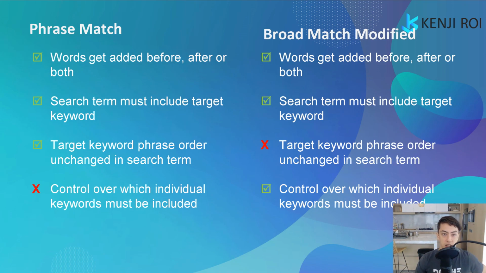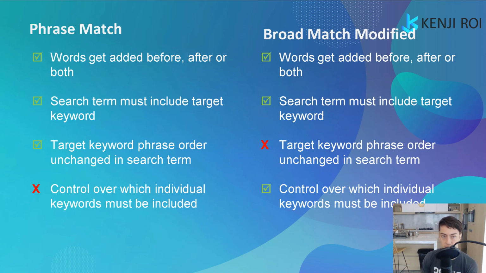So here's the actual breakdown of the differences. This is a side-by-side comparison of phrase match and broad match modified. So broad match modified is really a combination between phrase match and broad match. It's somewhere in between. So both of them, words get added before, after, or before and after. So you enter the keyword as the target, and then Amazon's algorithm will add relevant words before and after your target to make longer phrases. Both of them, the search term must include the target keyword. So whatever customer search term Amazon's showing ads for, it has the target keyword inside of it.